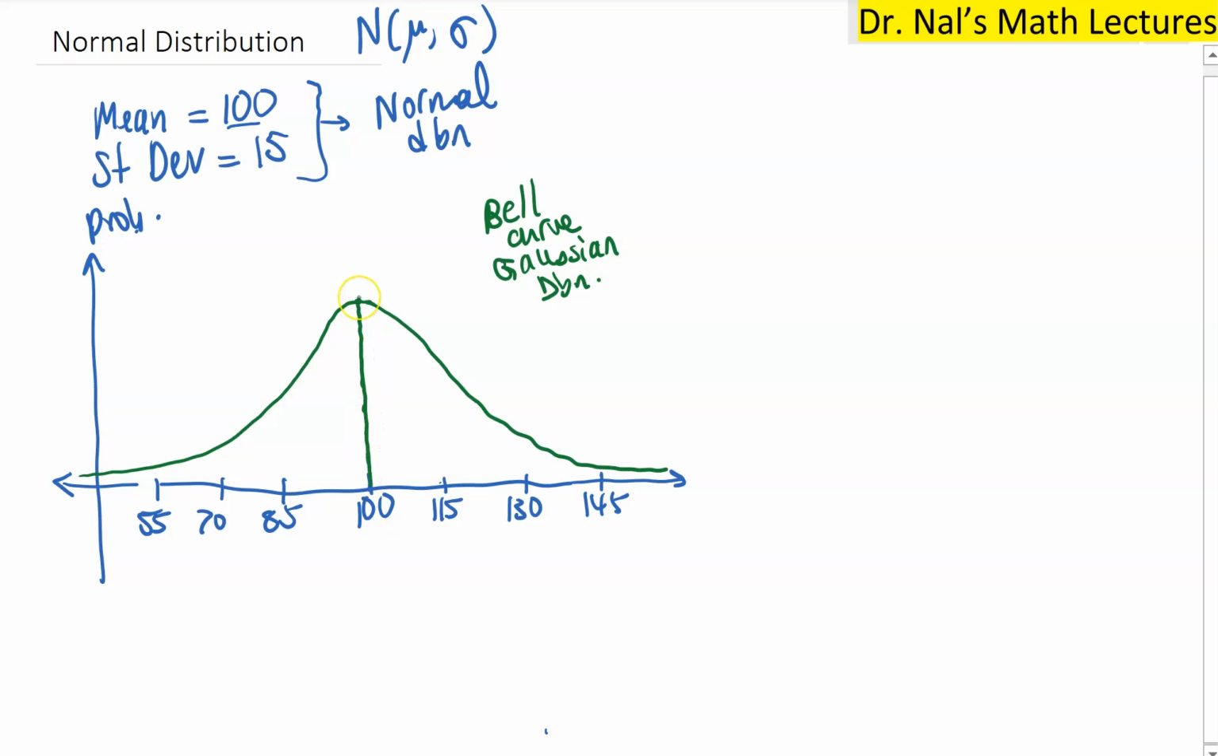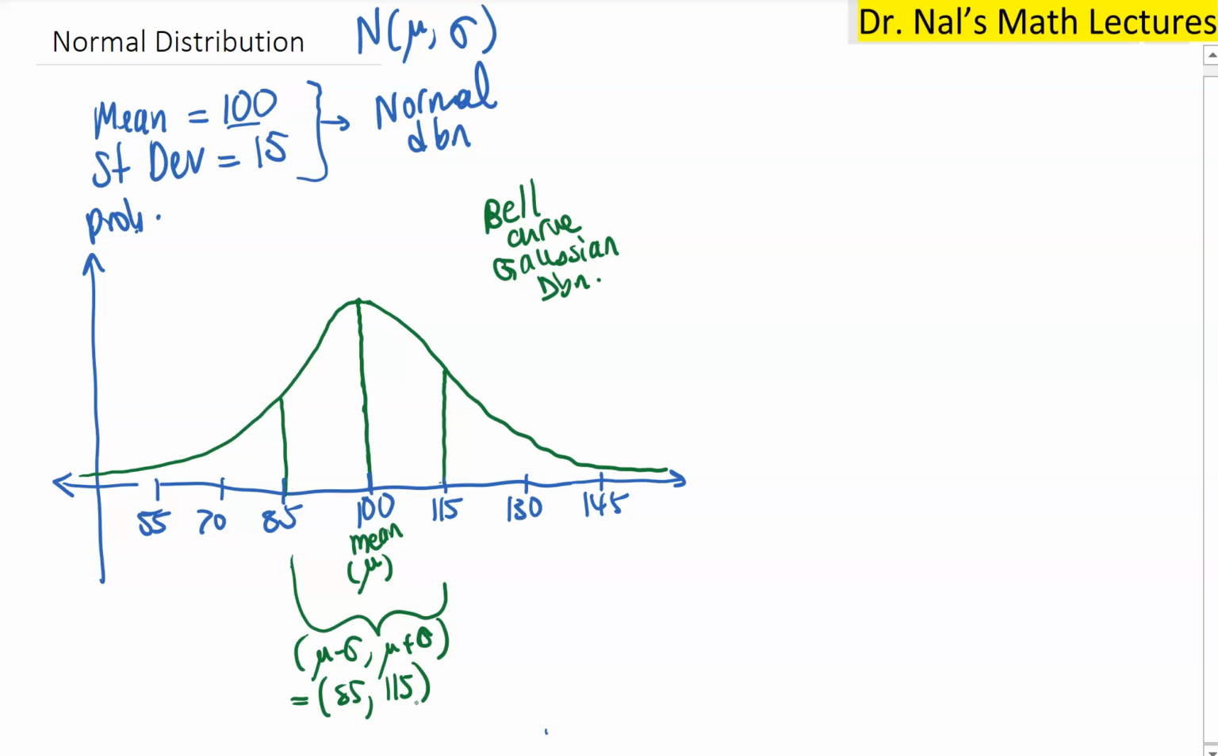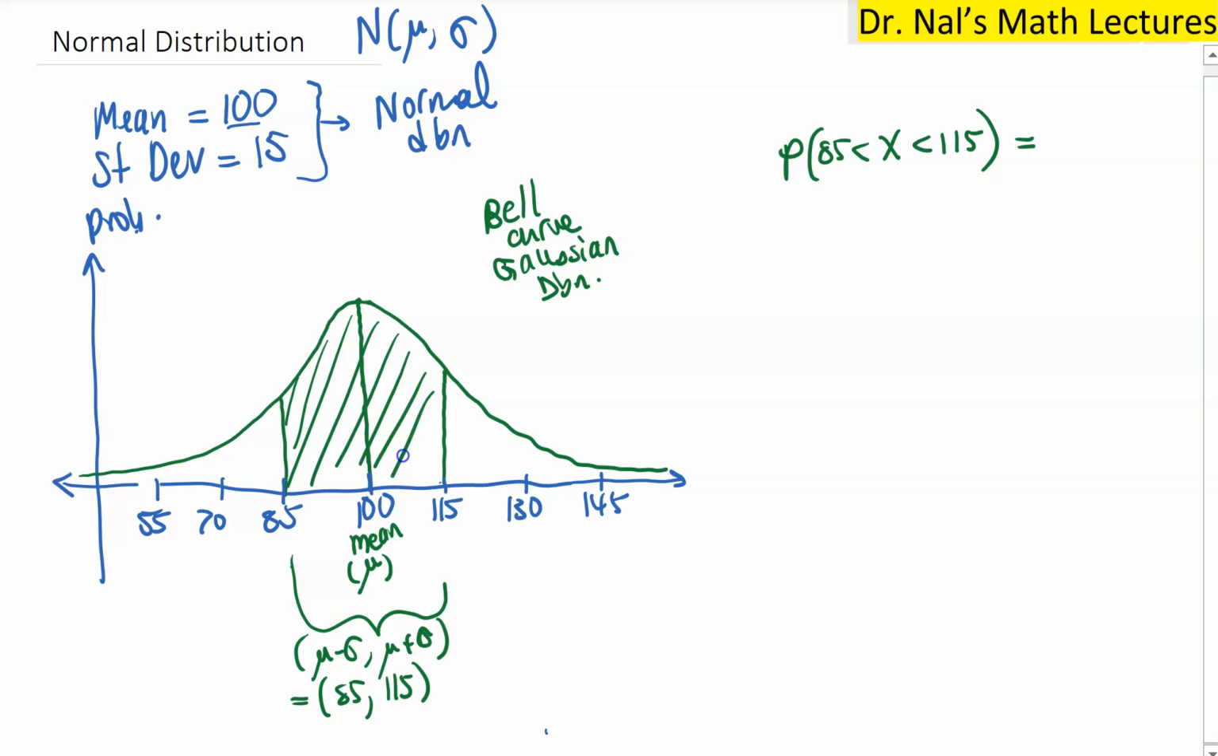A normal distribution is symmetric around the mean, so that's the mean. Usually we refer to it with the letter mu. And you can see within one standard deviation from the mean, this area over here, mu minus sigma to mu plus sigma, in this range. In our example, mu minus sigma is 85, mu plus sigma is 115. The probability that our random variable will be between 85 and 115 is equal to the area underneath the normal distribution. Notice that the whole area is 100%, because it's a probability distribution after all.